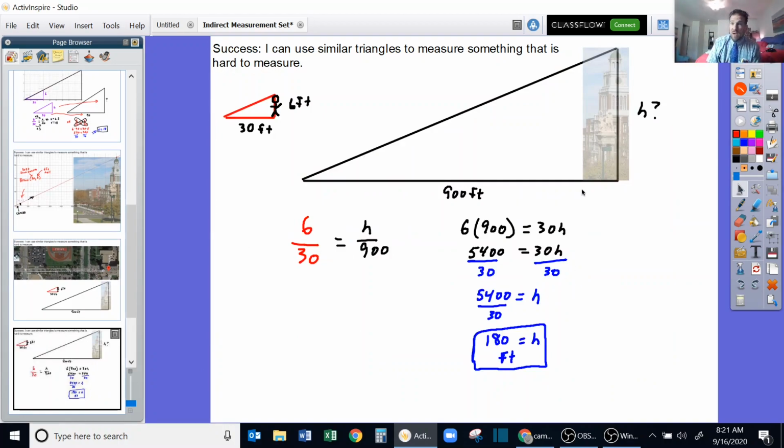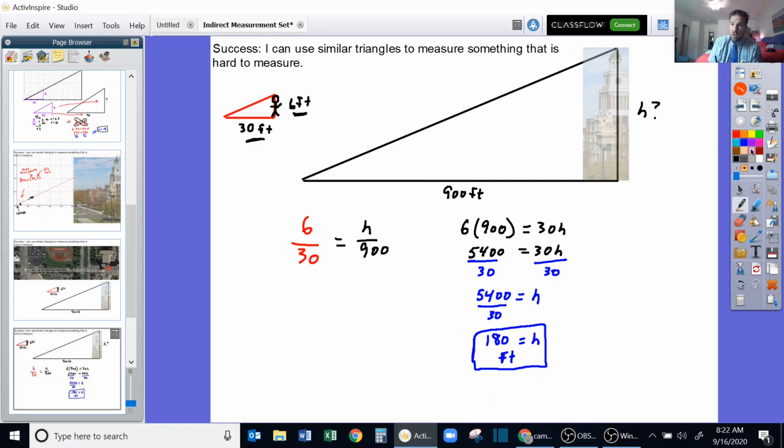So again, I'm sort of thinking rise over run again. So here's my rise over my run. My rise is 6, my run is 30. And then for my big triangle here with the east tower, that rise is h. I don't know what it is. It's some height that I'm looking for over 900. So I've got 6 over 30 equals h over 900.